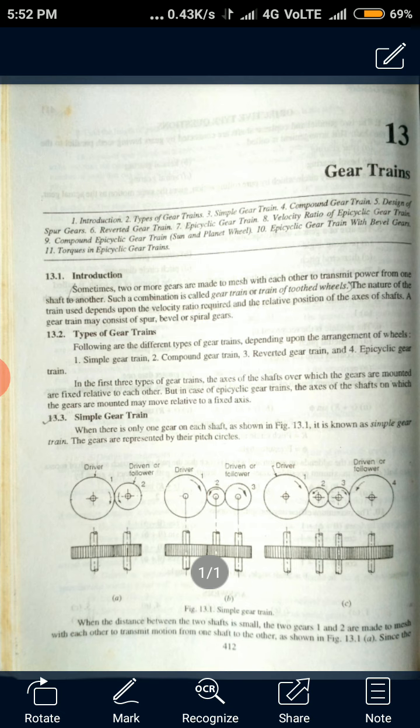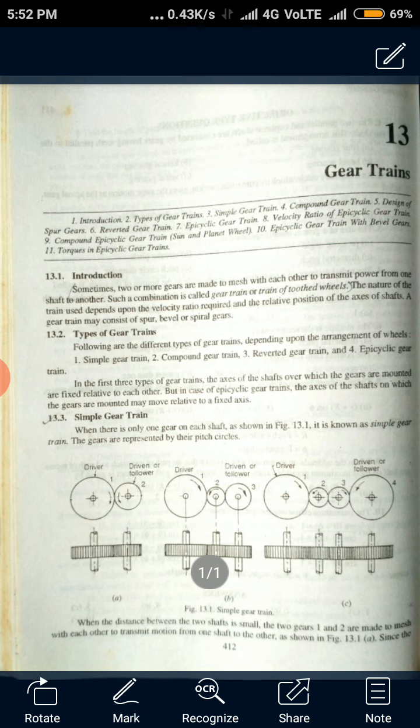So what is the meaning of gear trains? Gear trains means it is a combination of gears. So for gear trains, just read the name, gear and trains, just as a train having a lot of containers, like those coaches we say. So a gear train is a combination of gears arranged on shafts to transfer the power or motion from one shaft to the other shaft.